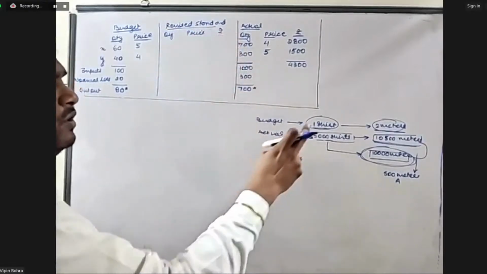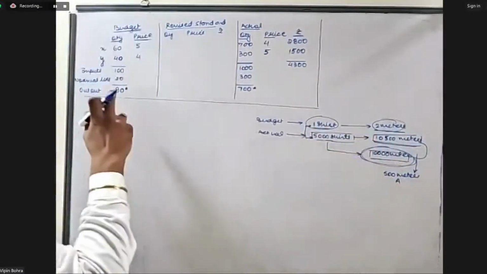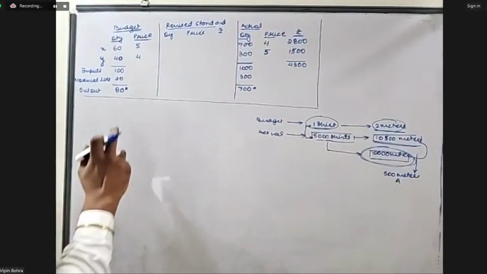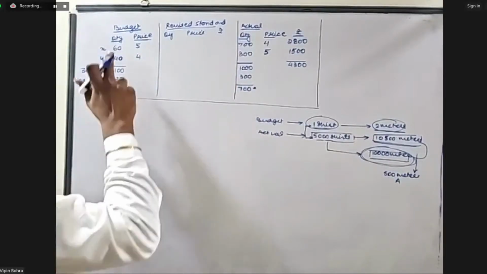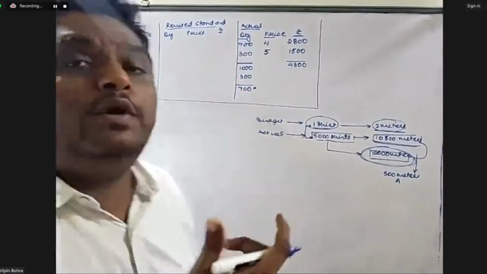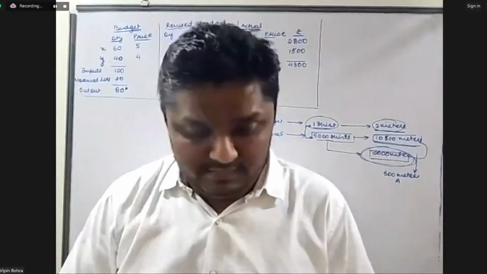So the same approach: one shirt, 2 meters. So 5,000 shirts, 10,000 meters. 80 units of output require 60 kgs of X. So for 700 units of output, how many kgs of X should be consumed? Can you please post your answers?